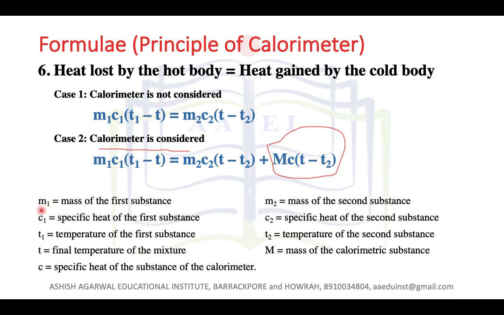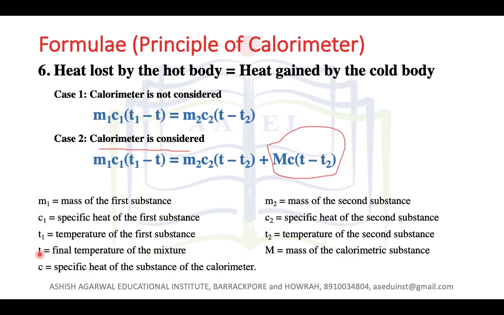So what you can see here, M1, mass of the first substance. Of course, we're talking about the first substance as in the hot body. So M1, C1, T1, all these three parameters: mass of the first substance, specific heat of the first substance, temperature of the first substance. That is so obvious. As I said, on the left hand side, we have the parameters for the hot body.